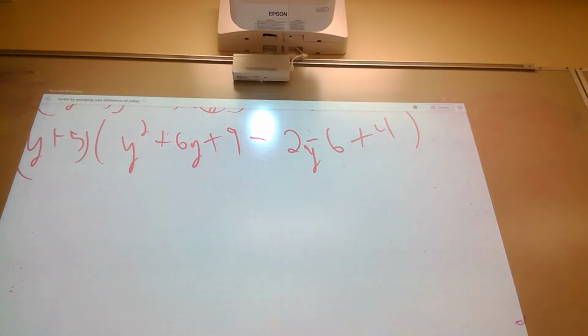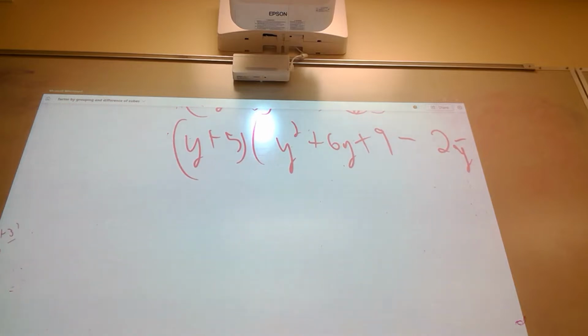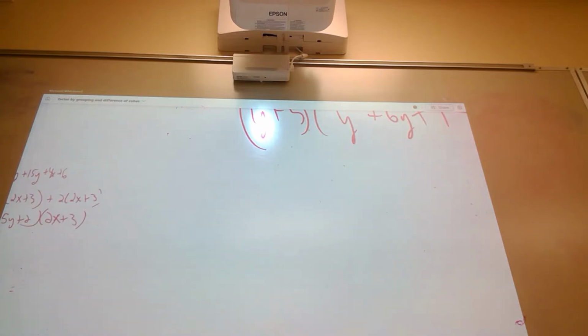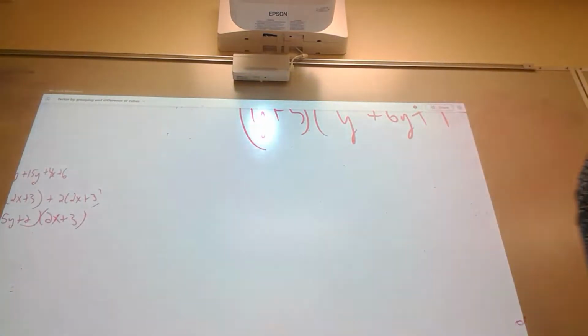So what do 3x cubed and x squared have in common? They have x squared in common. So you pull out an x squared. What do 6x plus 2 have in common? They have a 2 in common. You pull out that 2. You go on to 11. We're on number 9.